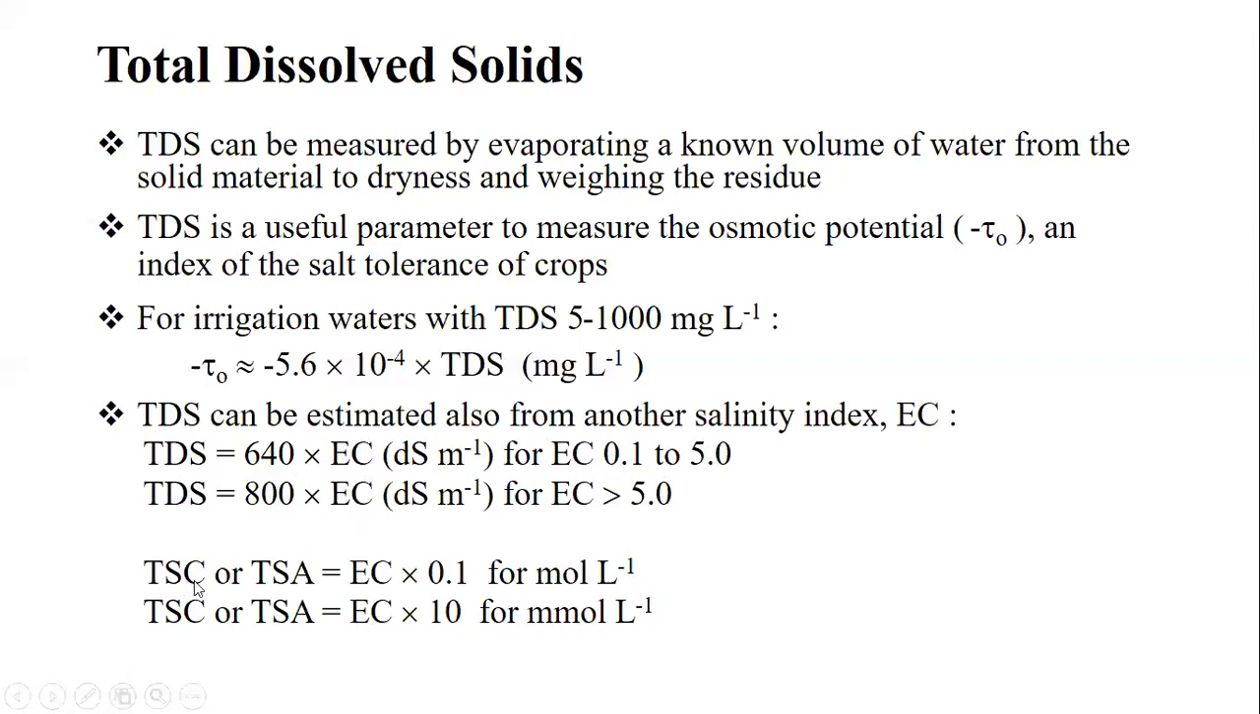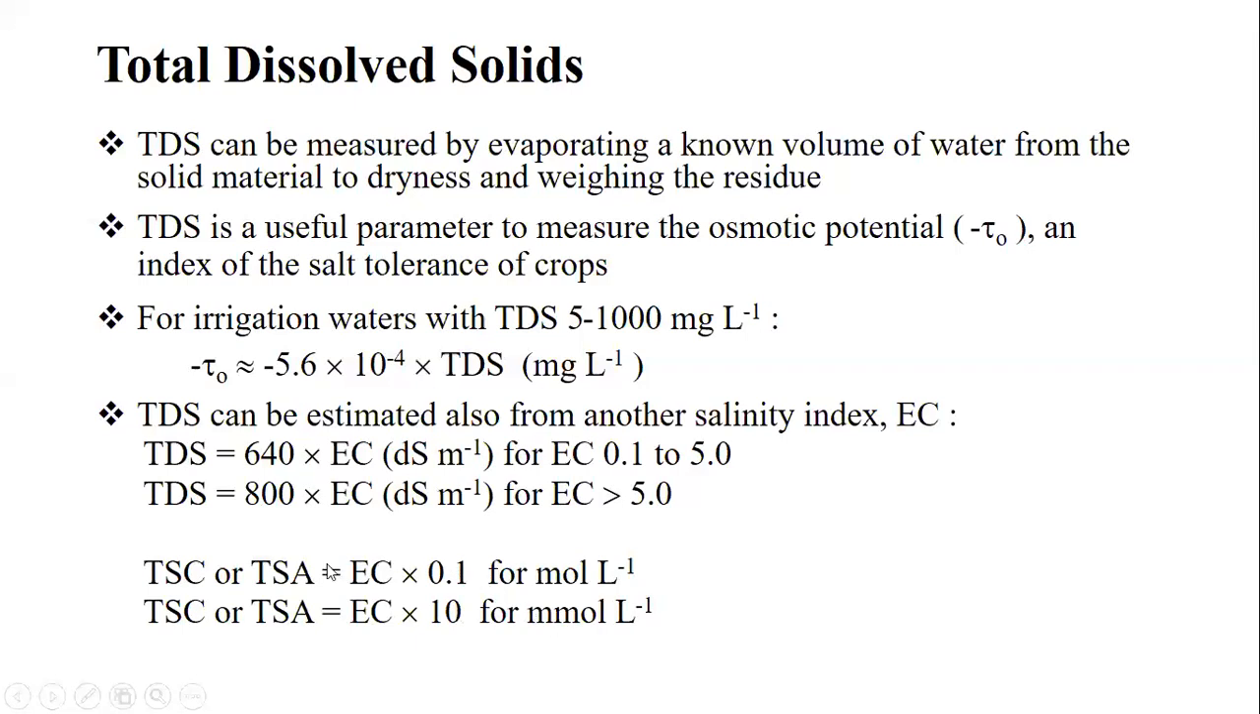TSC, remember we talked about the soluble cations and soluble anions. You can also approximate them from EC. If we want these numbers to be in moles per liter, you multiply by 0.1. If you want them in millimoles per liter, which is a smaller unit, of course, you multiply by 10.